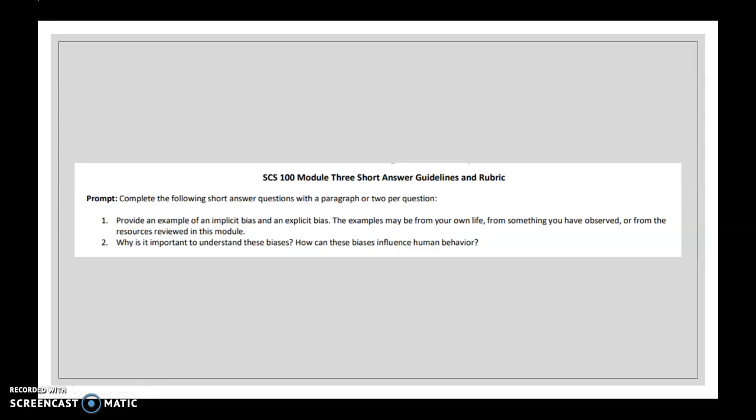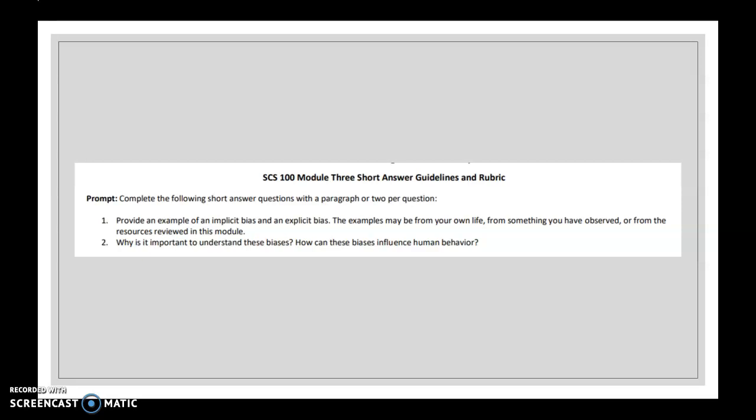So here are the directions from your assignment guidelines and rubric. For this assignment, you will be giving one example of an implicit bias and one example of an explicit bias. These biases may be from your own life, they may be ones that you've observed in other people, or you could even use ones that you've read about. Now, if you choose ones that you've read about, you are required to cite your source.